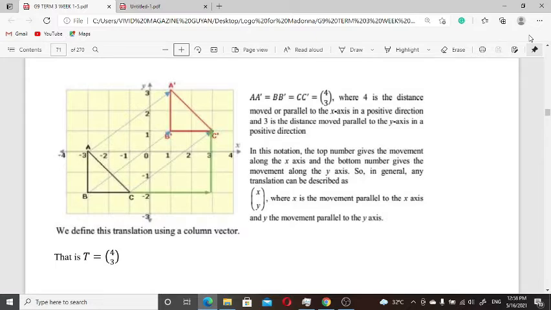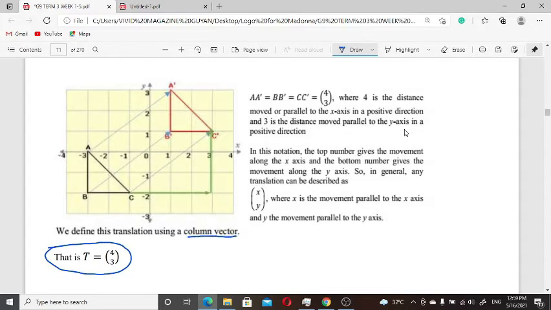So looking at what we have here, we have A prime is equal to B prime, which is equal to C prime. And this is equal to (4, 3). So I'm going to go to the bottom here. This (4, 3) is called a column vector. It's a unit that you'll be making use of to solve for translations. Now take note, this is just one example. Column vectors can take the form of any number that you can be given, or in some cases you will have to solve for.